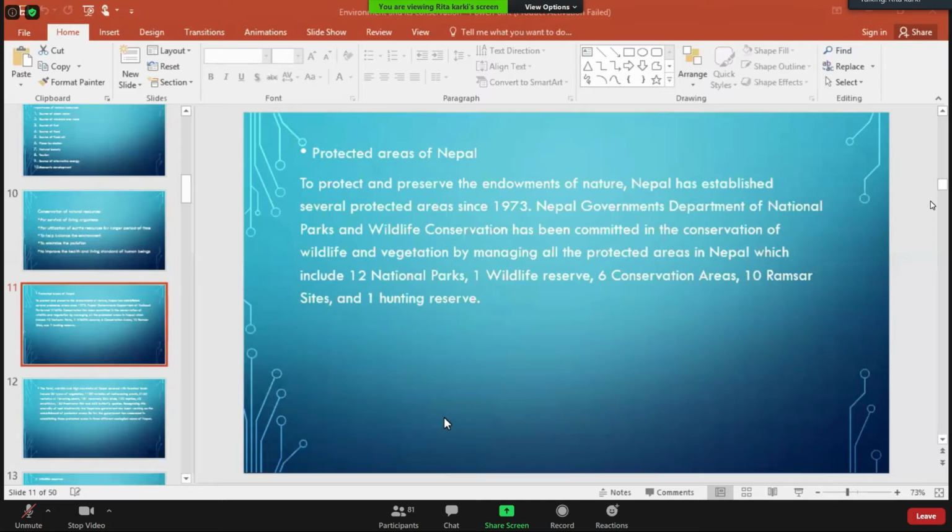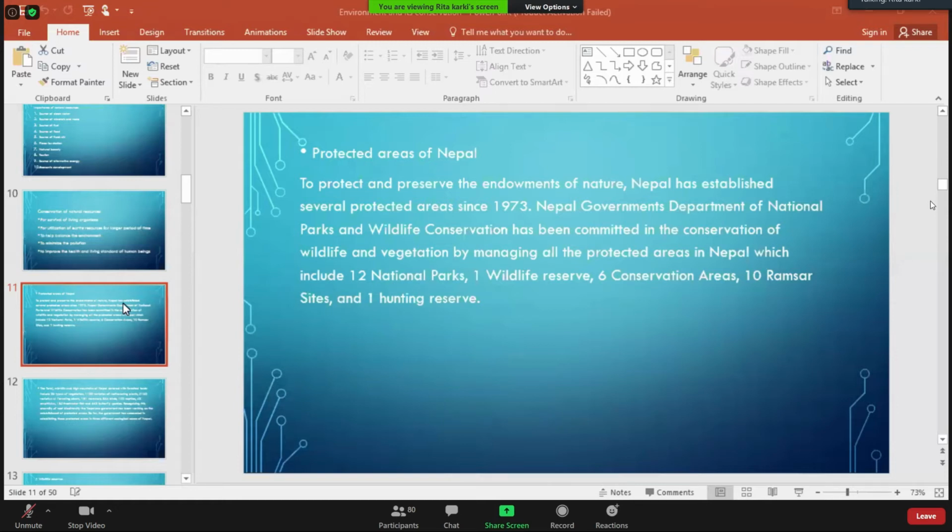From the eastern region to the western region of our country, in almost all developmental regions, states and districts, we can find at least a National Park, Wildlife Reserve, or Conservation Area. There are altogether six different types of protected areas in the form of the National Park, Wildlife Reserve, Conservation Area, Ramsar Site, and the Hunting Reserve.